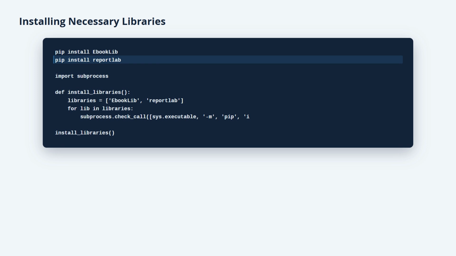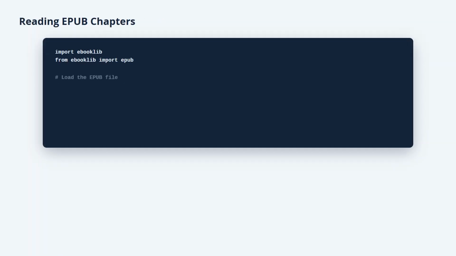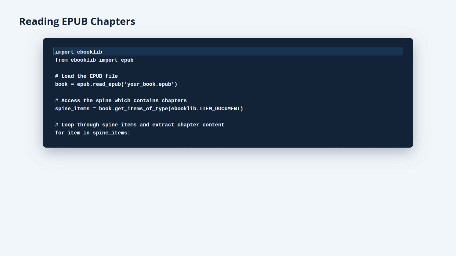To install these, type pip install ebook in your terminal and hit enter. That command fetches the EPUB library from the Python package index. Next, do the same for PDF creation by typing pip install ReportLab. That's it. Once both libraries are installed, we're ready to move on to reading EPUB chapters and extracting text and images.